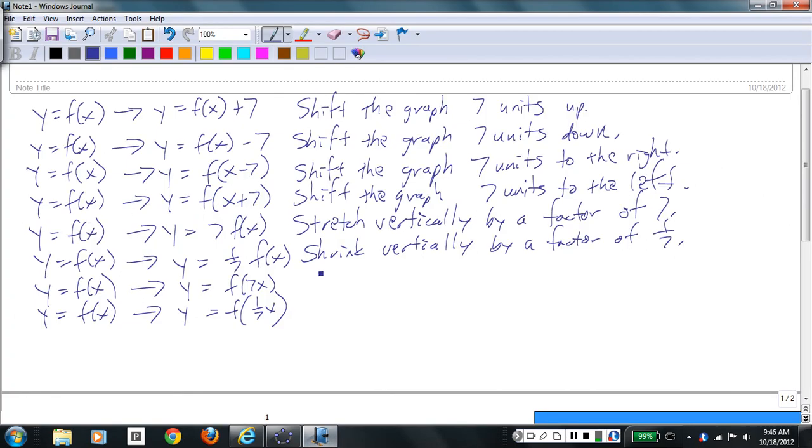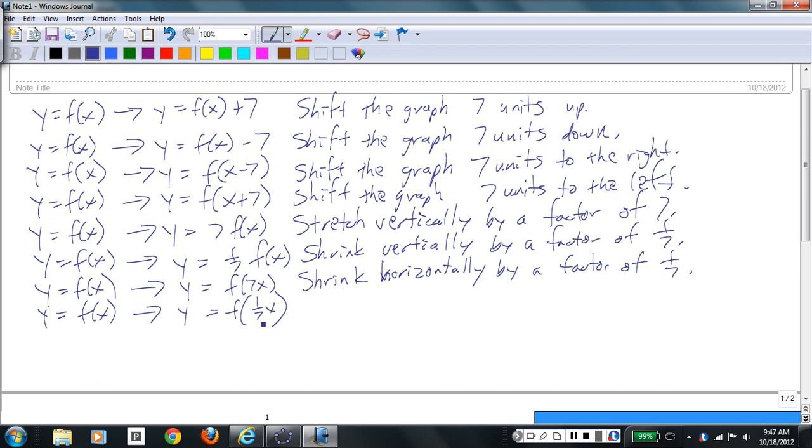So in spite of the 7x there, it looks like we're multiplying all the x coordinates by 7. Really, the x coordinates get to be 1/7 as great as they were originally. So this will be a shrinking. We will shrink the graph horizontally by a factor of 1/7. Multiply all the x coordinates by 1/7.